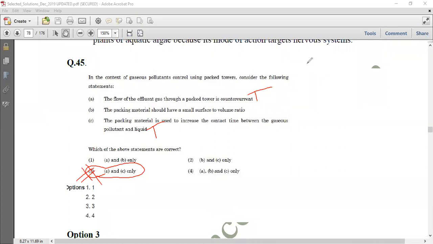Anyone having any issue in this? Any problem, guys? All the participants?